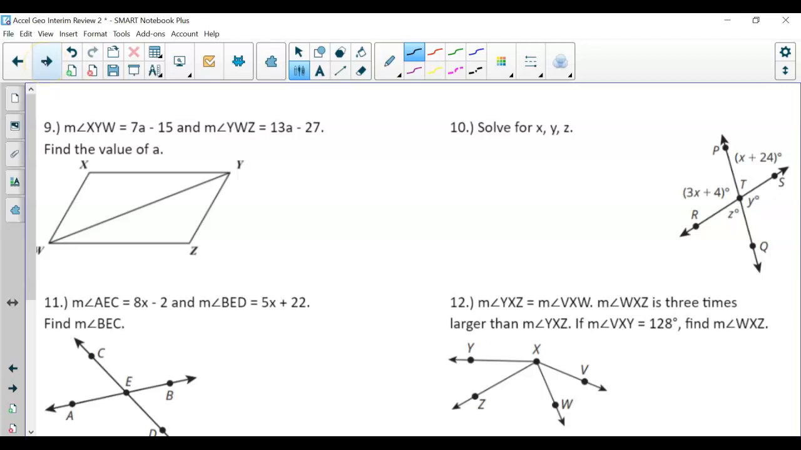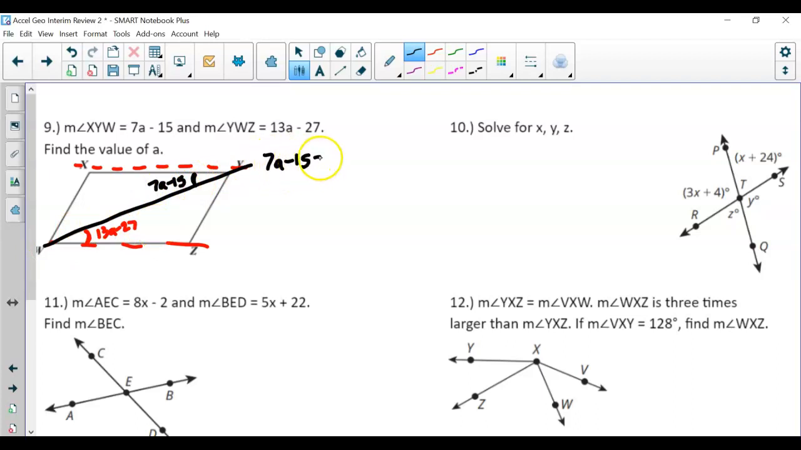So now here in number 9, we're starting now with those angle relationships. Now this is a parallelogram, and the measure of angle XYW, which is here, is 7a minus 15. Then YWZ. So this angle here is 13a minus 27. Notice again, you have a parallelogram, parallel lines being cut by a transversal. They are alternate interiors, so they are equal to each other.